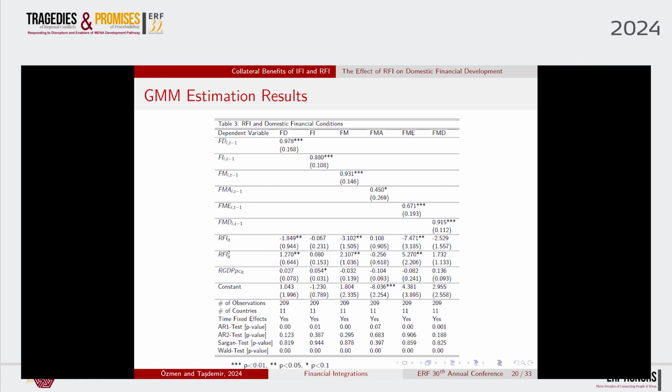Accordingly, regional financial integration is negatively associated with financial development, while regional financial integration score is positively associated with financial development. This is actually in contrast with our previous table, indicating that higher levels of regional financial integration promotes financial development, and this impact is mainly driven by financial markets and financial markets efficiency, as you can see.